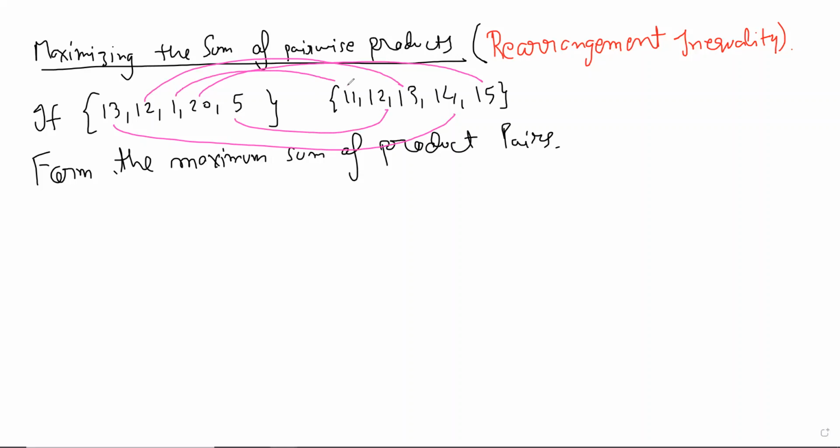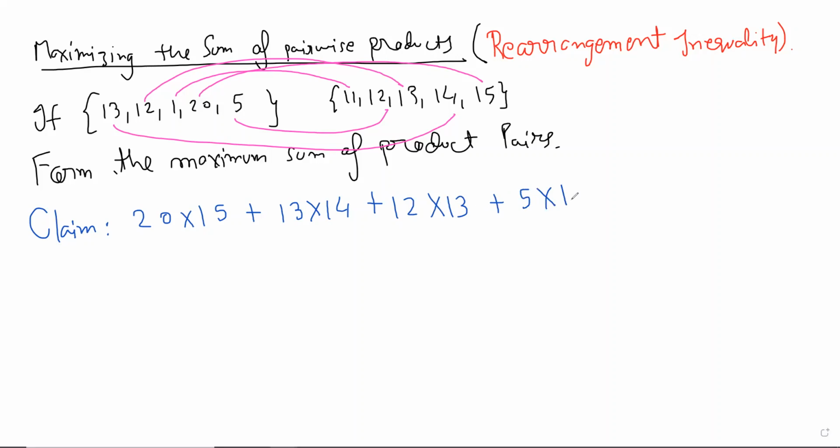and so on, right? So the claim is, and it's an obvious thing, if this is an MCQ, then you know that this is what you should do, and you don't have to explain anything. But you will not be 100% sure maybe. So let's see. Claim is that 20 times 15 plus 13 times 14 plus 12 times 13 and so on.